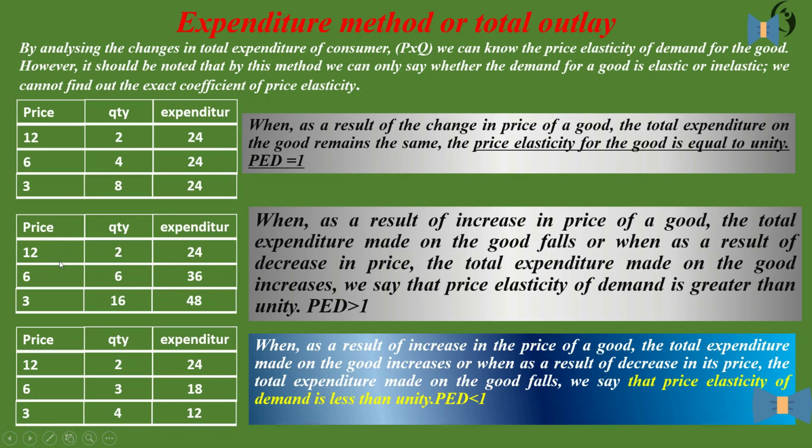At the same time, if the price is decreasing and demand is also increasing, but the expenditure increases, we say it is greater than 1. If the expenditure is decreasing, we say it is less than 1.